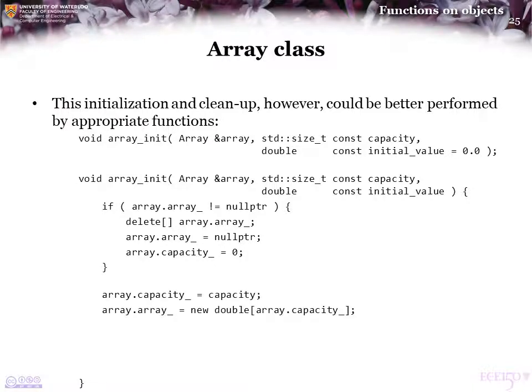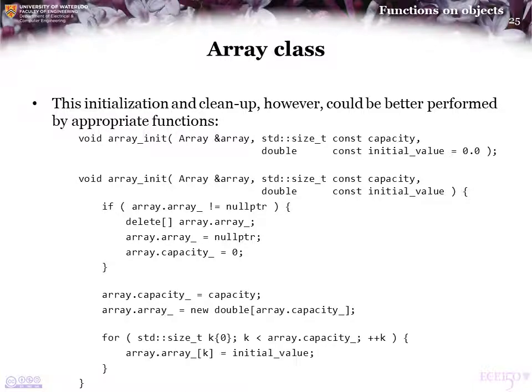Now, we will set the capacity to the new capacity that is passed as a parameter, and we will set the array member variable to be the address of a new array of the new capacity we just assigned. Then we can create a for loop which walks through the array and sets each entry of that array to the initial value.